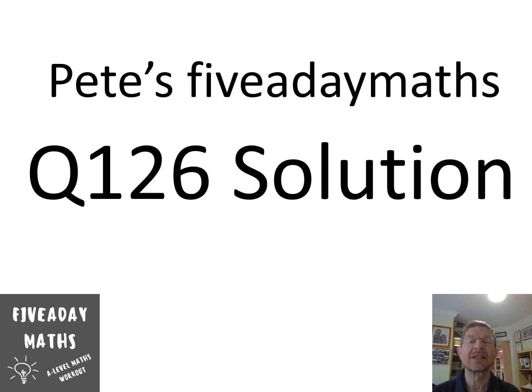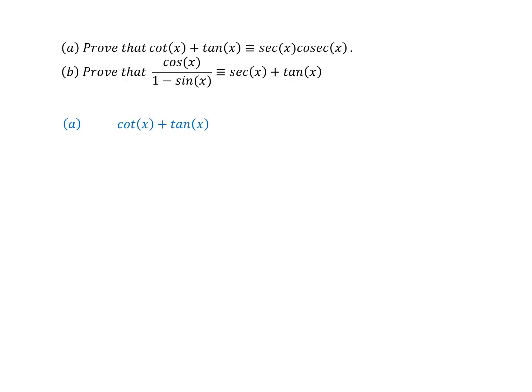Question 126, a couple of trig identities for you with the reciprocal trig functions: sec, cosec, cot. With many trig functions, there's more than one way to prove them. I'm going to just show you one way for each of these.